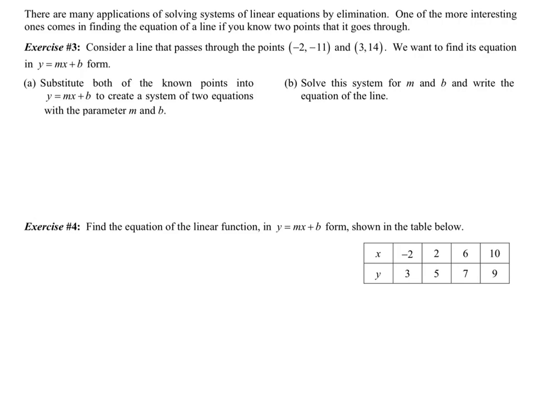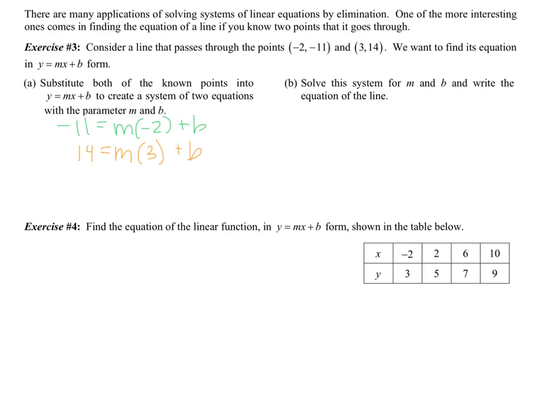So if y equals mx plus b, in our first equation, our y is -11. We don't know the m. We know that the x is -2, and we don't know the b. In the second equation, the y is 14. We don't know the m. We know the x is 3, and we don't know the b. So we wrote 2 equations with the parameters m and b. Now we're going to take both these equations and solve for m and b and write the equation of the line.